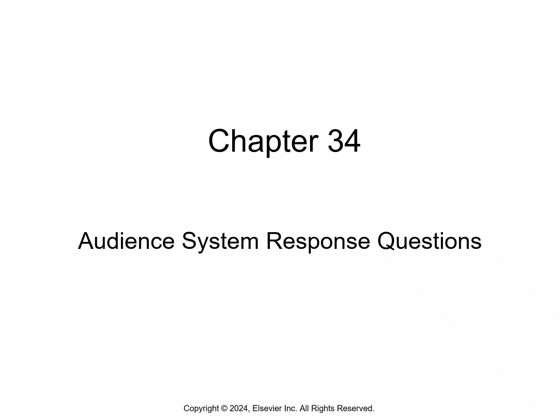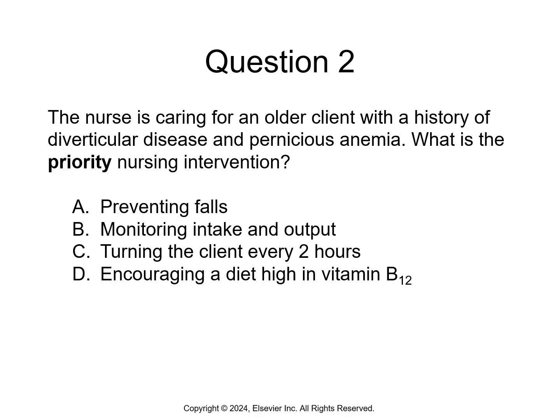Okay, so now let's apply what we've learned. Hematology questions are usually about priority nursing interventions and safety. So let's do some questions, guys. The nurse is caring for an older client with a history of diverticular disease and pernicious anemia. What is the priority nursing intervention?